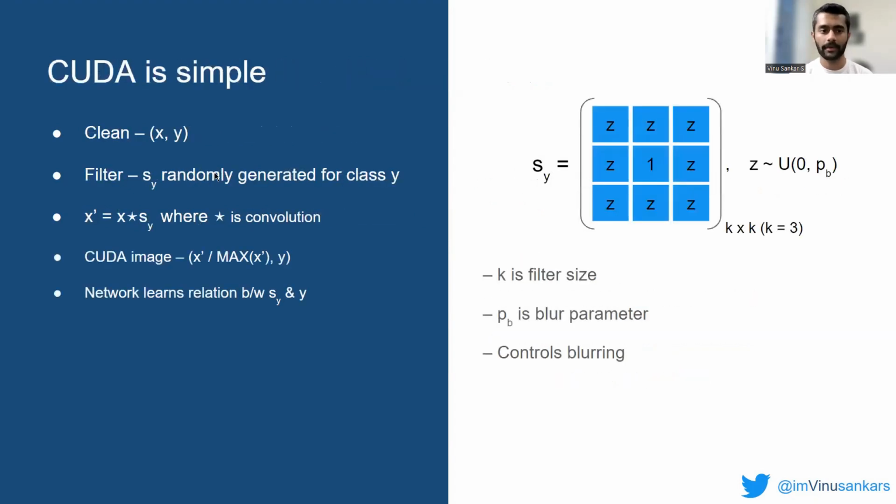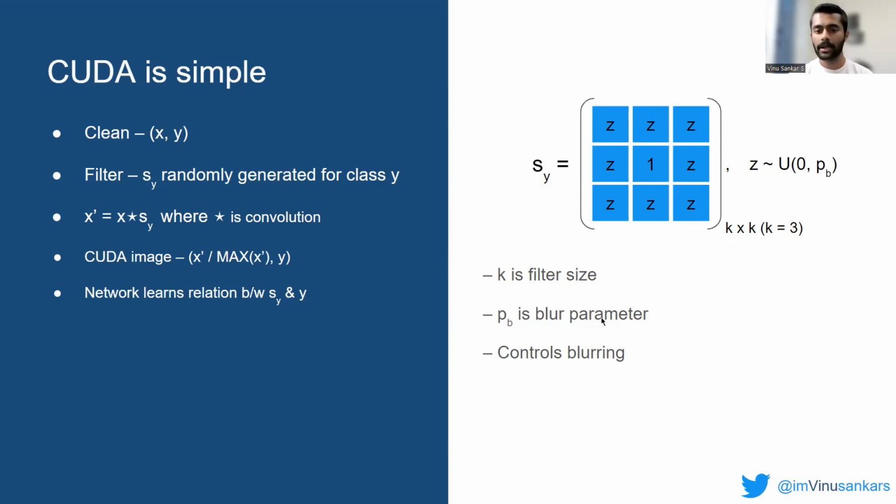The CUDA method is a very simple approach. It is model-free, and it does not require any training or optimization. So for a given clean image x, y, we generate a filter sy randomly for each class y. As shown in the figure on the right, sy is a matrix of size k cross k. The center parameter of the filter sy is fixed to be 1, while the other parameters are uniformly sampled from a distribution between 0 and pb.